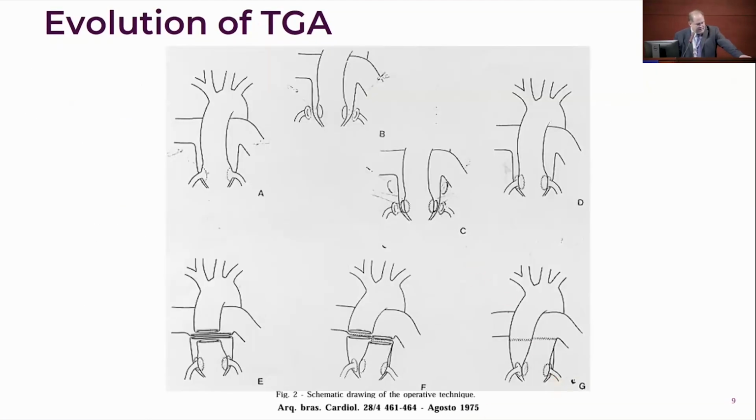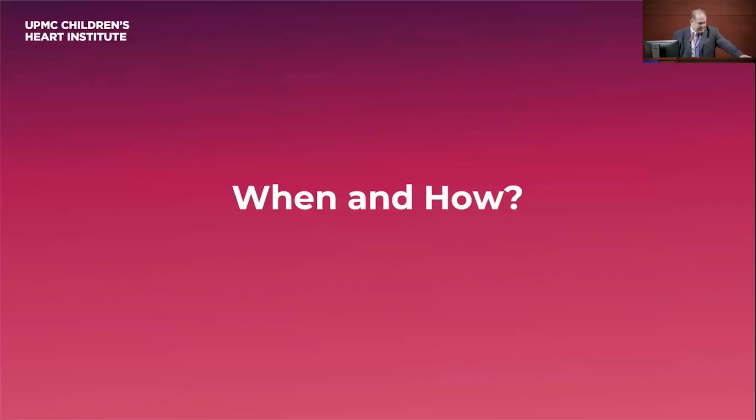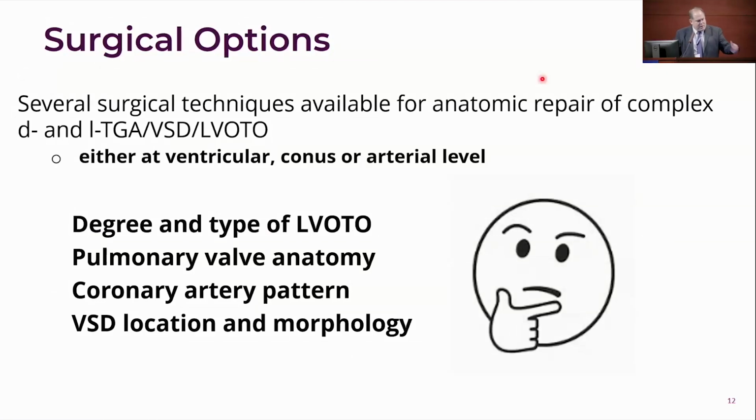This is from the original paper, where you can see the description. Lately, what I consider the fourth era is the anatomic repair for the root translocations, which gives better anatomical correction, decreases ventricular dysfunction, avoids the limitation of the right ventricle, and gives better exposure. So when and how are we going to consider these operations? There are a few things we always need to consider: the degree of the LVOT obstruction, the pulmonary valve anatomy and whether it is bicuspid, the coronary pattern, and the VSD location.